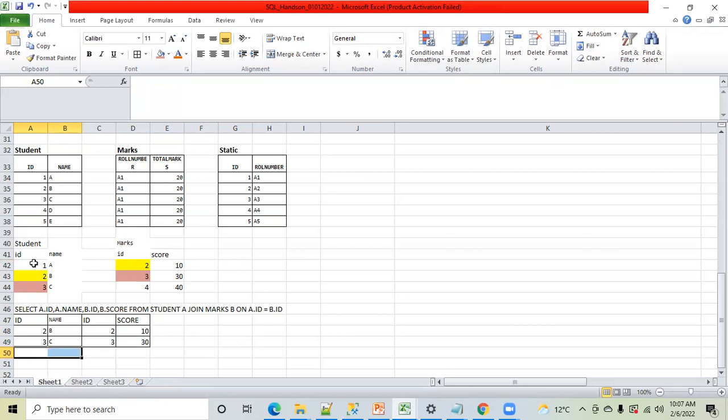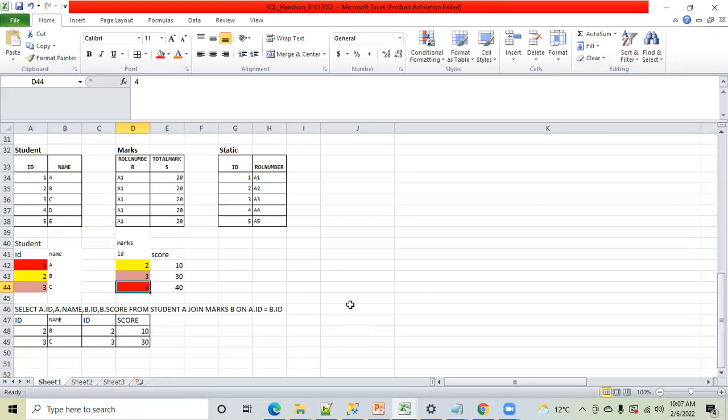Yes, sir. And that is why you have discarded, rejected this ID. But what about ID 4? Why have you not shown me ID 4 here? ID 4 is not present in the student table, so that is why it is not matching. You have not given me this data. Okay, is this clear to everyone? Yes, sir. Clear. I have one question.